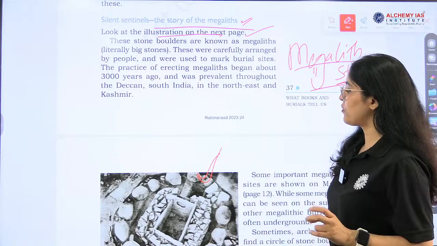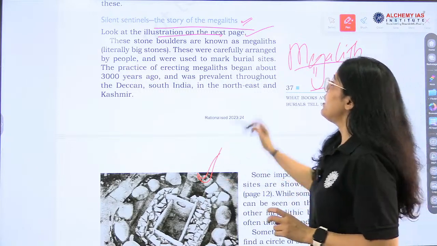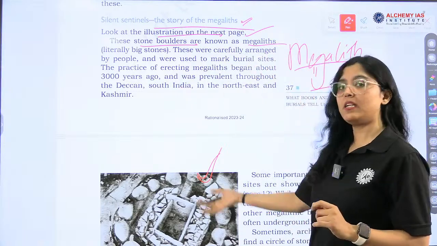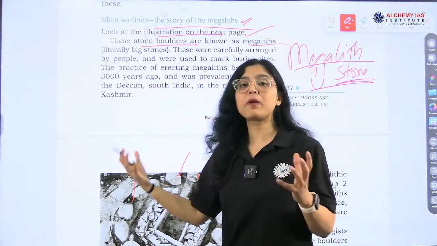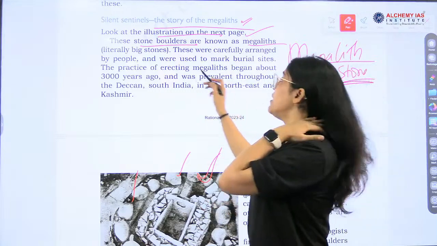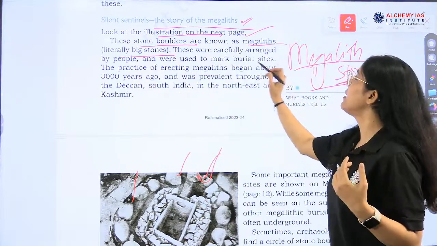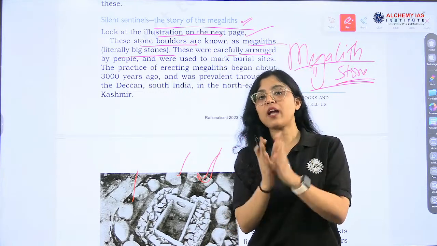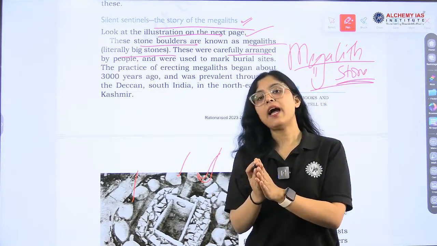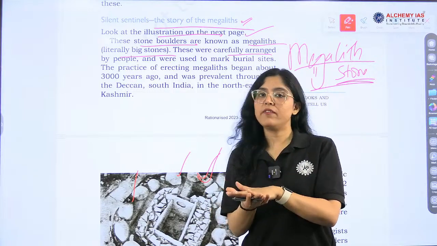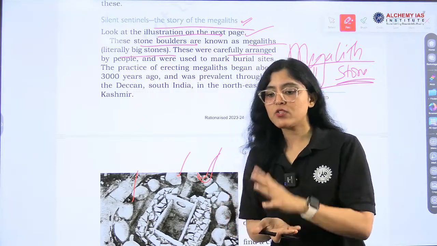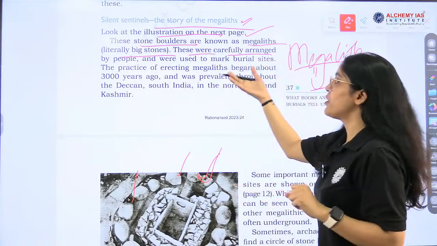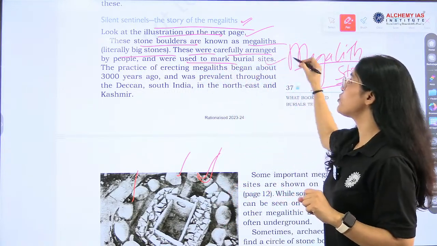This is the picture of a burial ground. These stone boulders are known as megaliths. These big stones, literally big stones, were carefully arranged by people. This was also the kind of settlement they had, part of the life, part of the culture. That is why we are calling this megalithic culture. These were carefully arranged by people who used to mark burial sites.